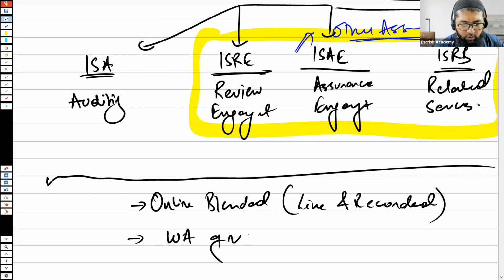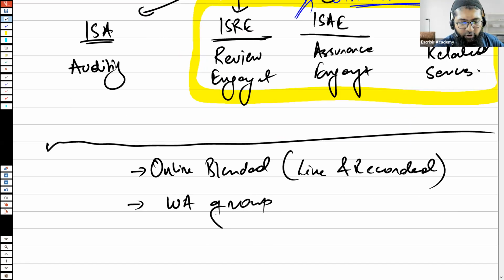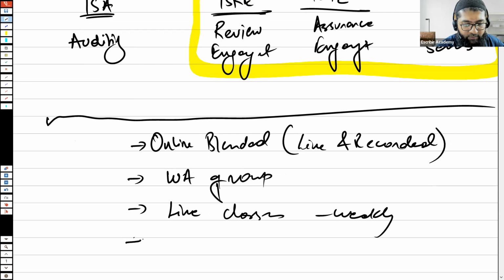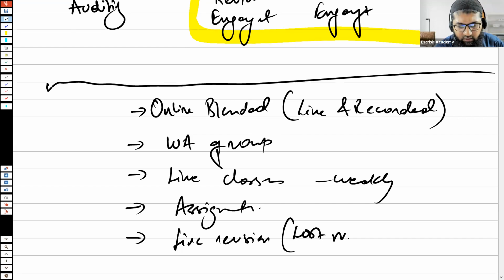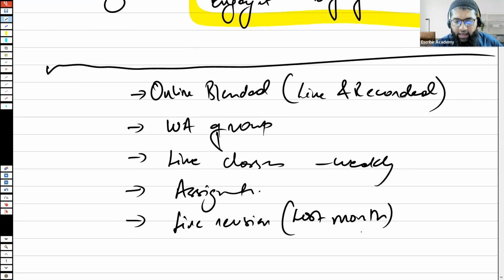Plus, in addition to this, we have an active WhatsApp group. Plus, we have live classes conducted on a weekly basis. Plus, there are assignments for you to submit. Then you have live revision in the last month, before the exams are conducted. So that's also something that happens.